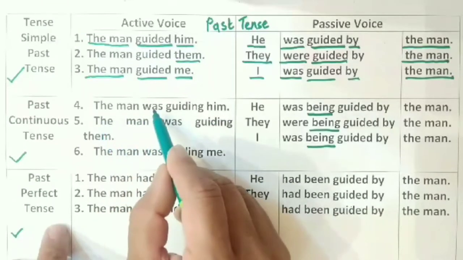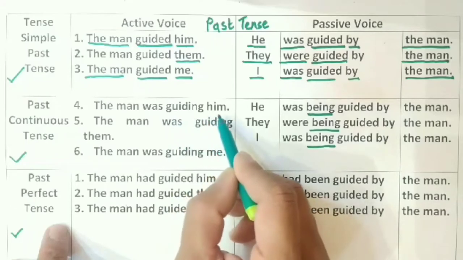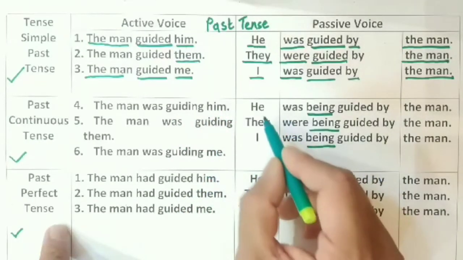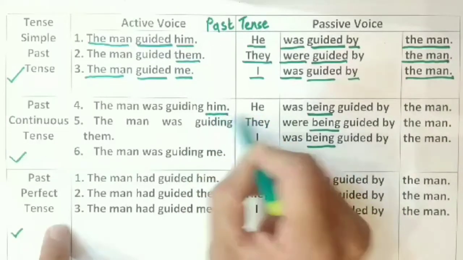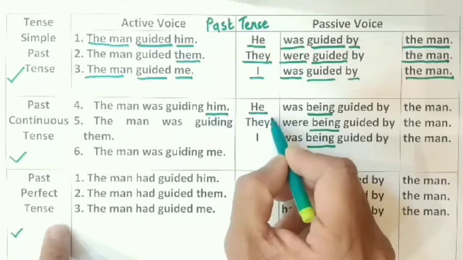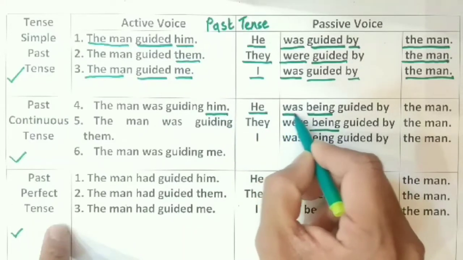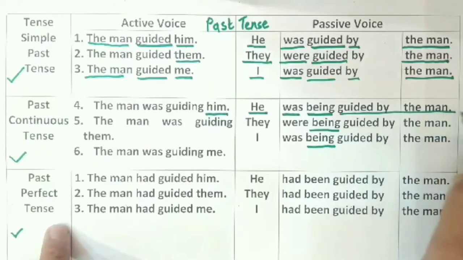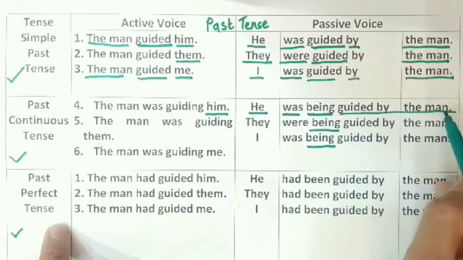Subject plus helping verb plus V1 plus ing plus object. Now the object is him. We have converted this objective case into the nominative case he. As he is in singular form and the sentence is from past tense, we have selected the helping verb was here and continued as above. So the answer is: he was being guided by the man.